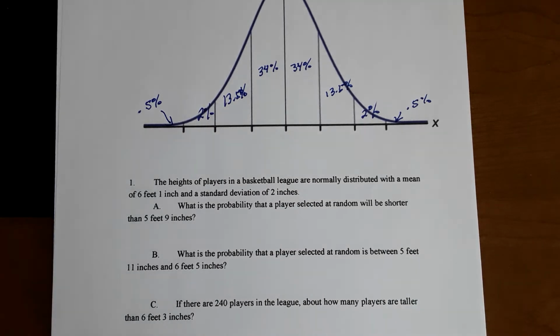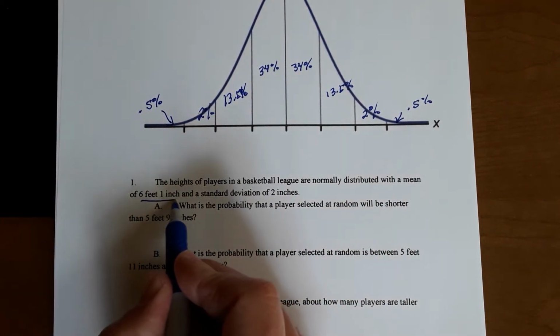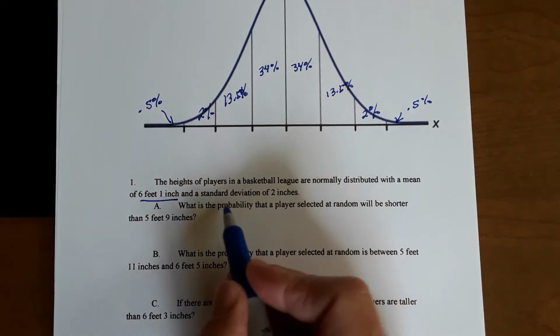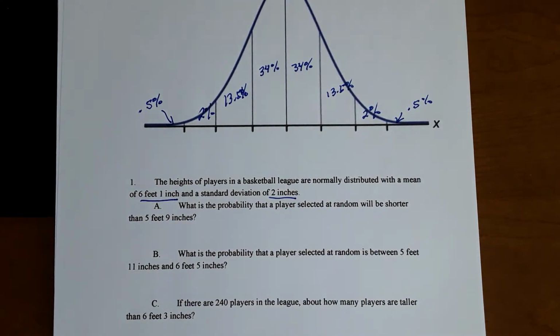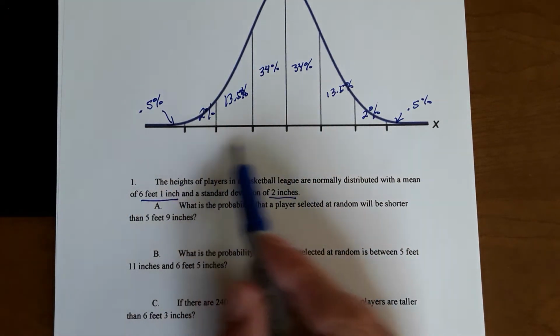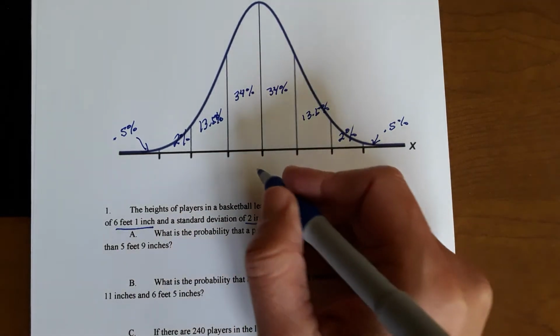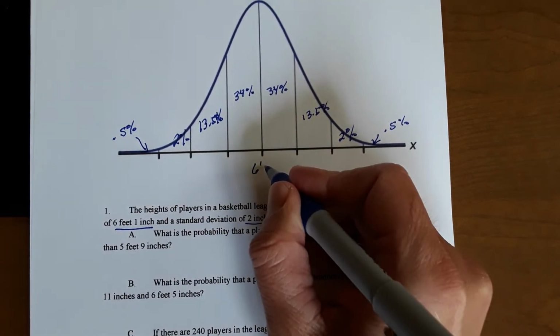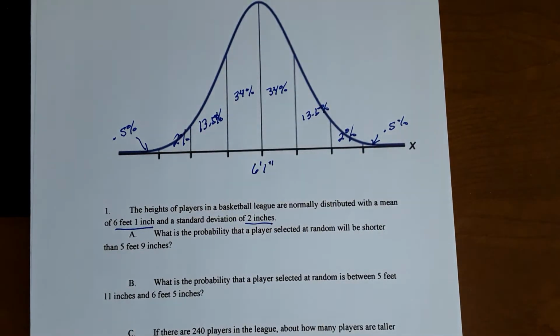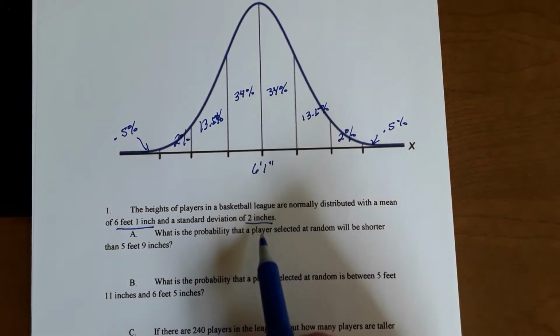All right, the first one says the heights of players in a basketball league are normally distributed with a mean of 6 feet 1 inch and a standard deviation of 2 inches. So we're going to take those two values, and those two values are going to help us fill out our number line here. So 6 feet 1 is our mean. That means that value goes in the middle where our mean is supposed to be. And then we use our standard deviation to find our other values.